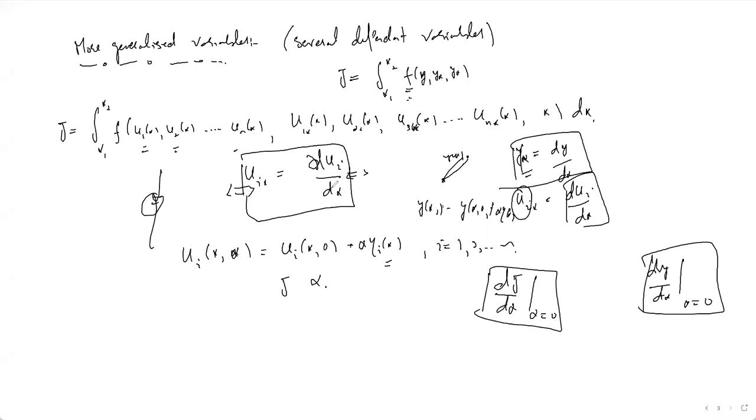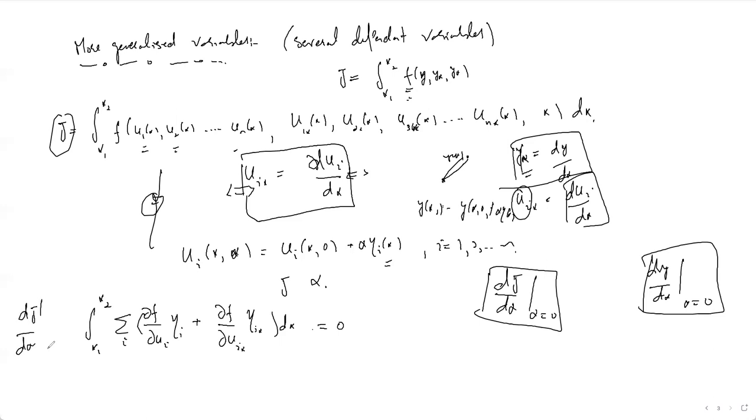So by differentiating this functional j with respect to alpha and setting the condition that j should be stationary, it will lead to an integral from x1 to x2 of the summation over i of partial f by partial ui into eta i, plus partial f by partial ui prime into eta i prime, into dx, is equal to zero. This is the condition dj by d alpha at alpha equal to zero, in this particular case.